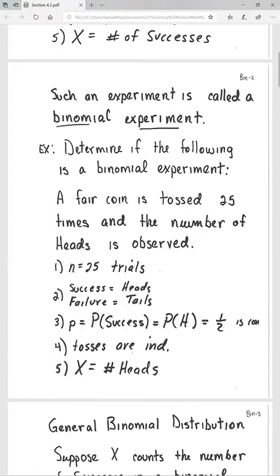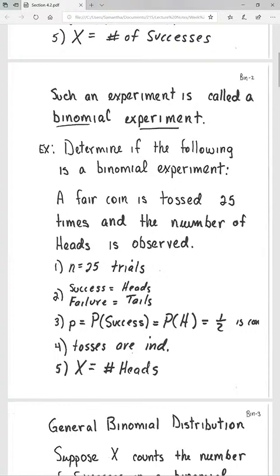Well, our first property says that there's a fixed number of trials n. In this case, n equals 25 trials, so that checks out. Property 2. Each trial results in one of only two possible outcomes, success and failure. In this case, success would be heads, failure would be tails. There is no other option. So that looks good. Number 3. The probability of a success is the same for each trial. Well, we know from our previous fair coin examples that p, our probability of success, equals the probability of heads, which is 1/2. So that's good.